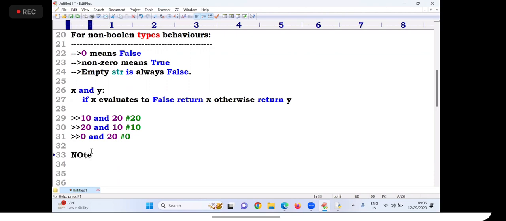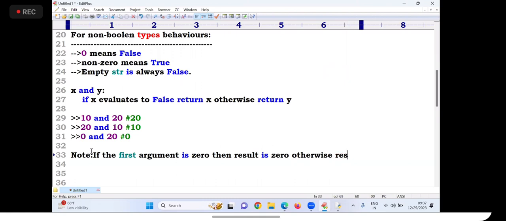So take that one for non-Boolean types behavior. If the first argument is 0, then the result is 0. Otherwise, the result is Y. Online guys, everyone getting it?